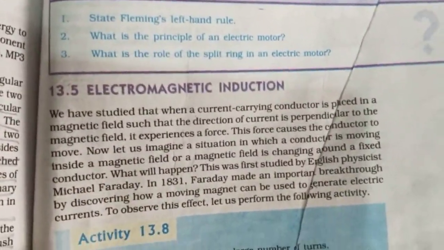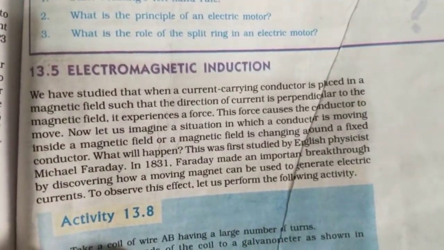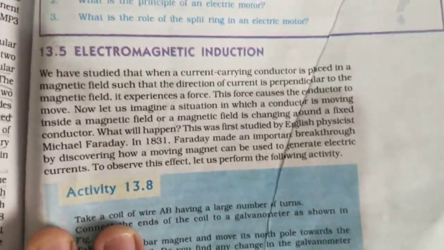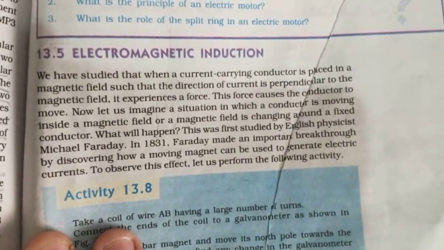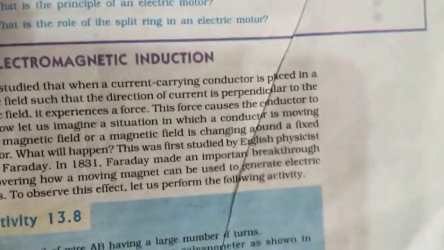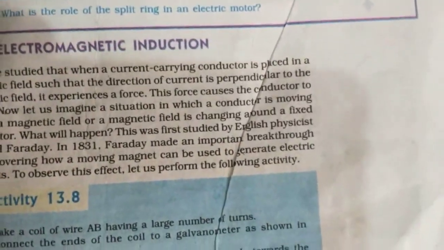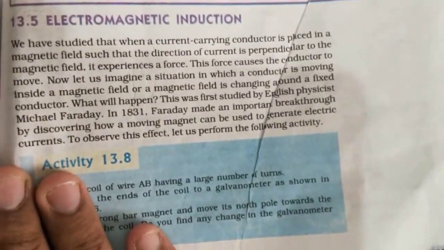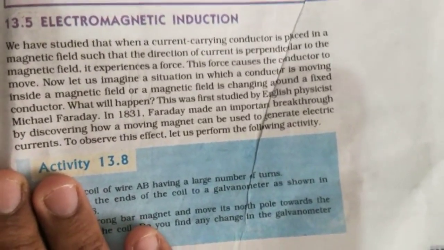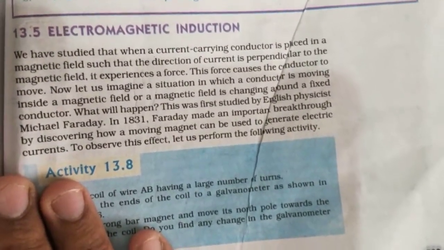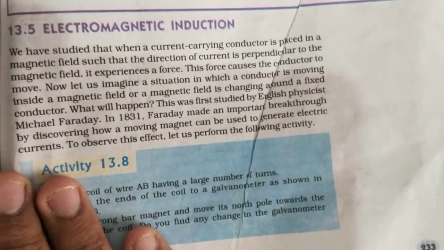Now we have done the reading part. We will now go on with the understanding part. In the previous lecture we studied that when a current is passing through a coil and that coil is placed in a magnetic field, a force will act on that coil, and that is the principle behind the electric motor.